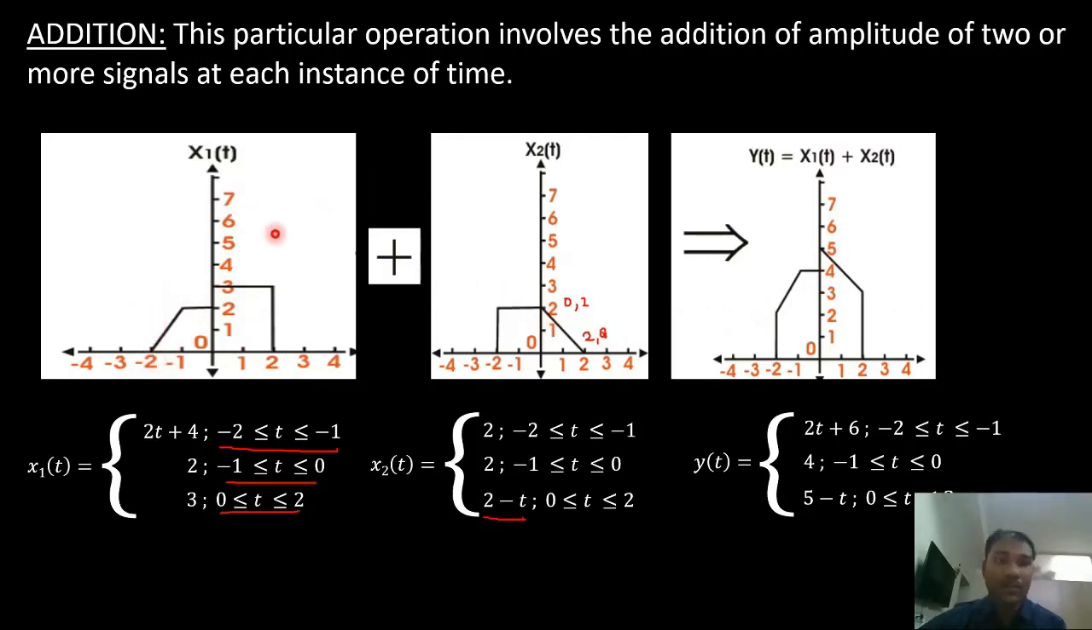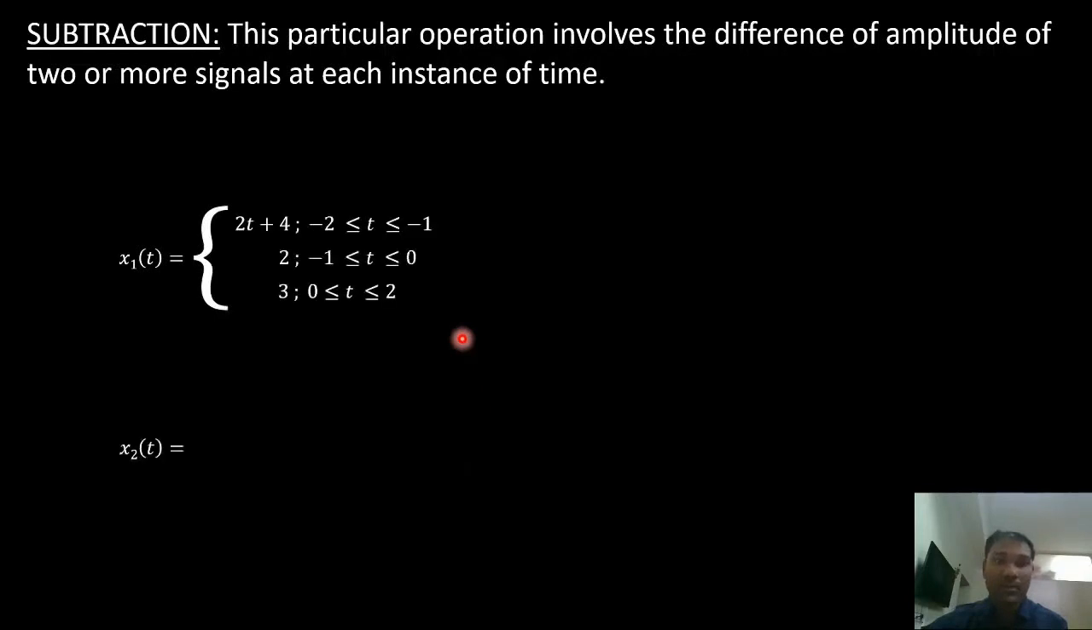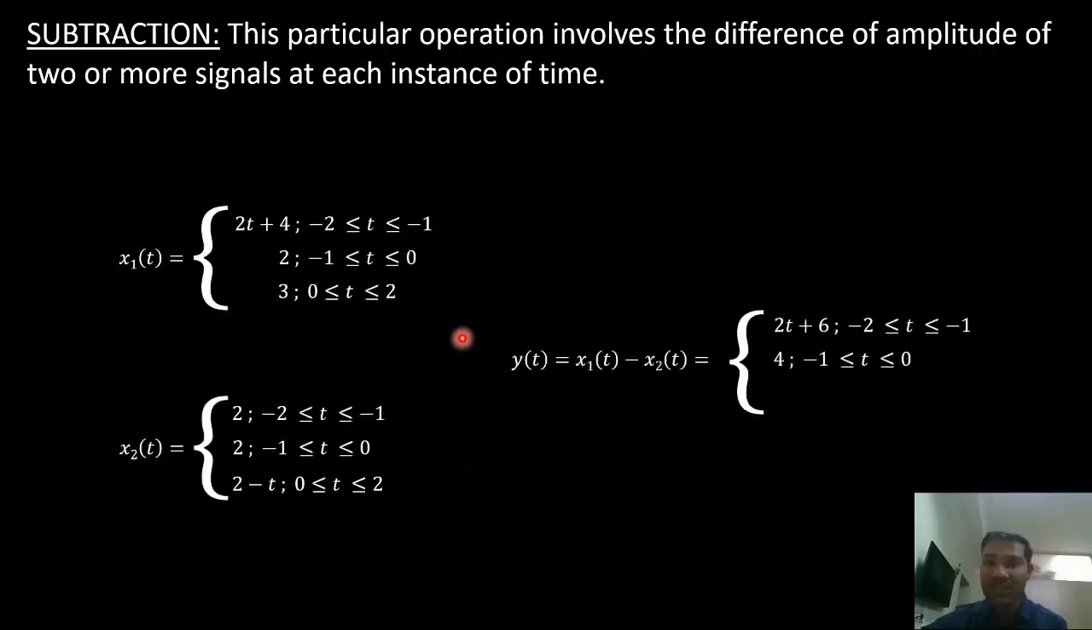Same way for subtraction. Here we are just adding. If there is a minus symbol here, what will we do? This minus this. You'll get the result. Subtraction is also a kind of addition, just with a negative sign. This is subtraction. You can check this later.